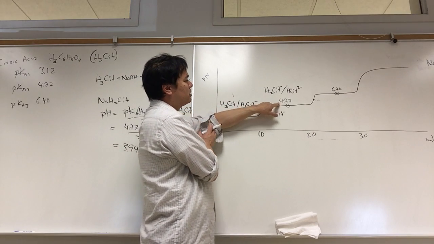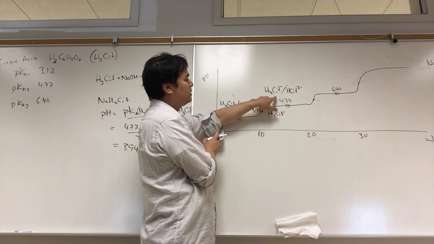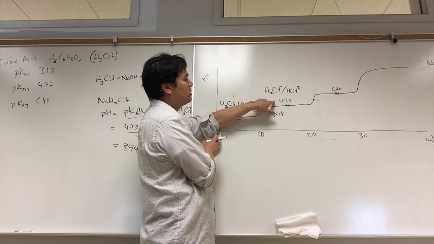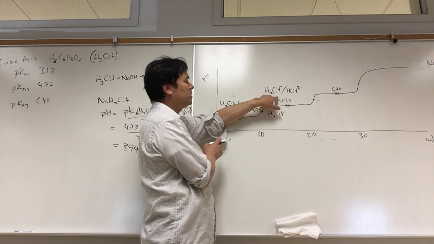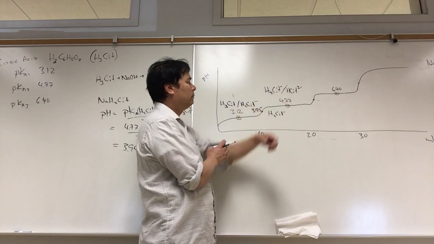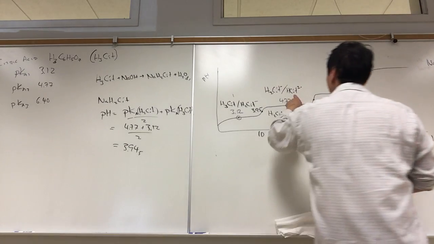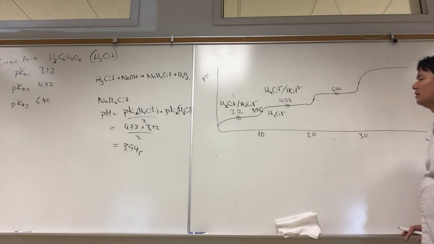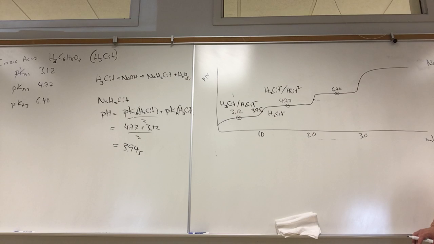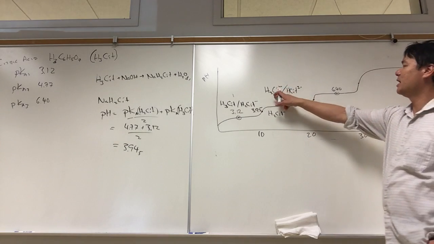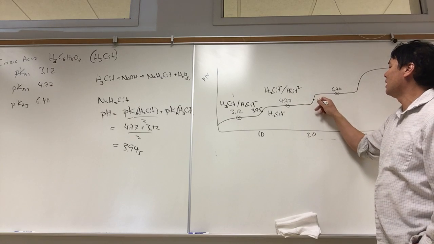In the second buffer system, the pKa is different. It's going to be dihydrogen citrate in this case, so the pH is equal to the pKa of dihydrogen citrate plus the log of monohydrogen citrate over dihydrogen citrate. But once we've neutralized all that dihydrogen citrate, then we're just left with monohydrogen citrate.